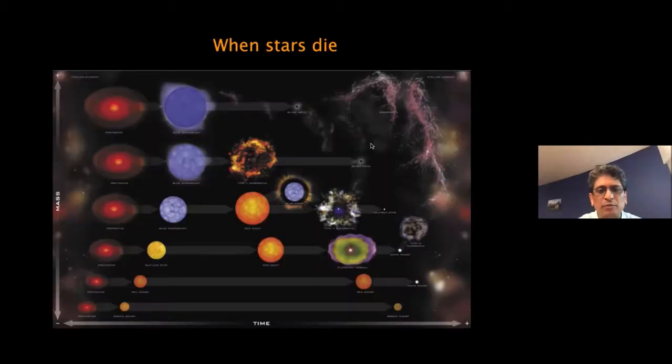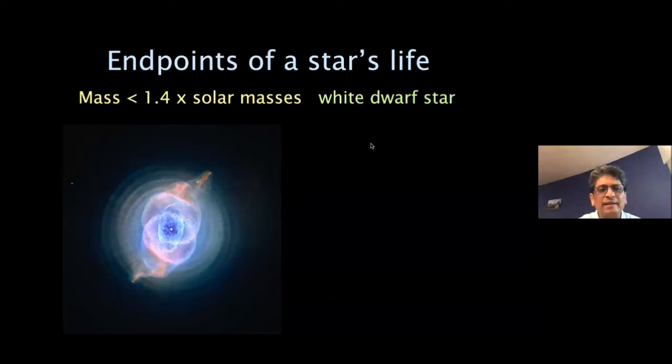So this is what happens when stars die. As I said, if a star is about 1.4 times the mass of the sun, it becomes a white dwarf, and that's going to happen to our sun because it's naturally less than 1.4 times the mass of the sun.